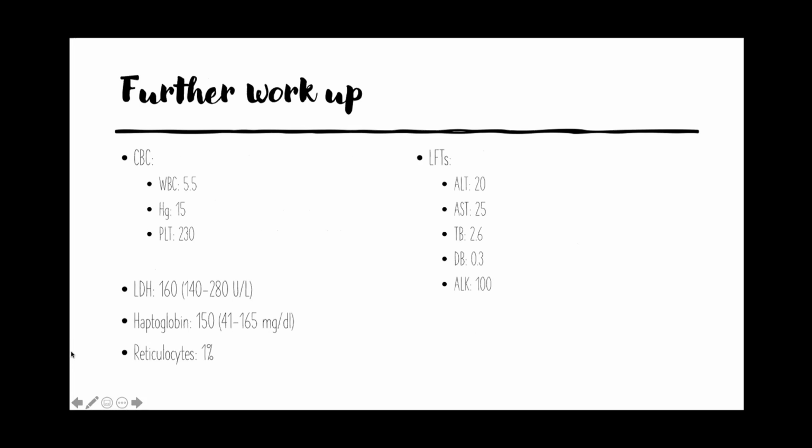So here's the rest of his LFTs. You want me to read them? Yeah, or what do you think? So his direct bilirubin is normal, right? Total bilirubin is 2.6, so it's elevated. So it's indirect hyperbilirubinemia. Normal LDH and haptoglobin with a 1% reticulocyte. Okay. So when you have a patient with elevated indirect bilirubin, what would you think and what would you order for him?